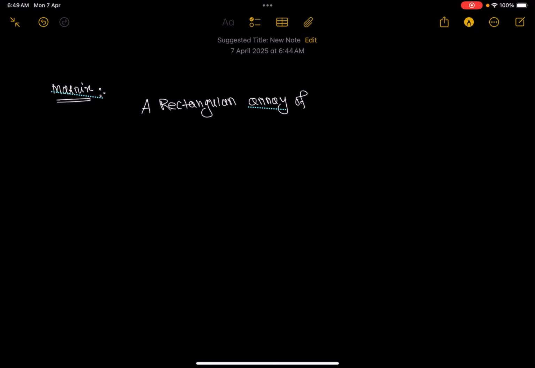of numbers or symbols, which is called a matrix.